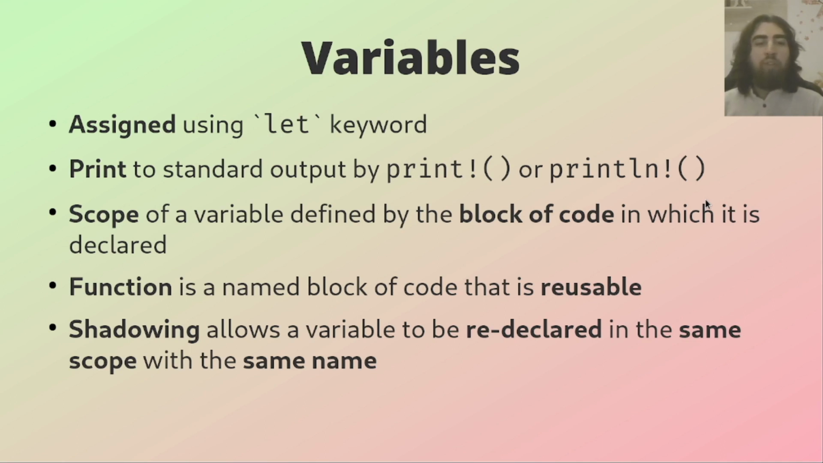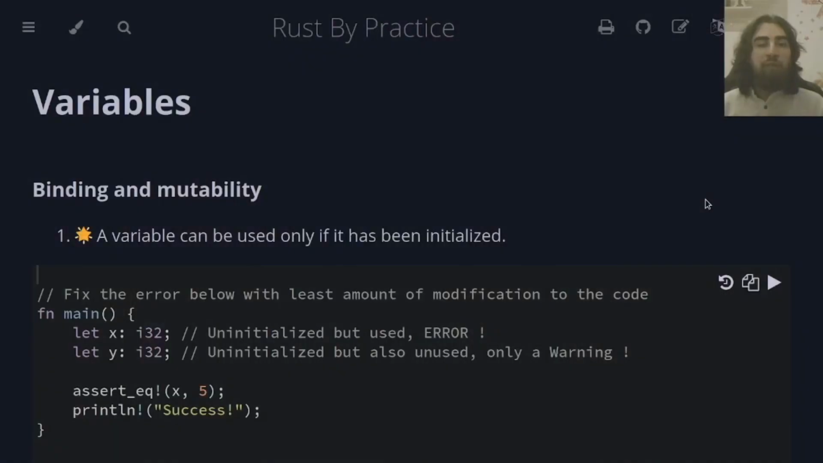And the scope of a variable is defined by the block of code in which it is declared. Now a function is a named block of code that is reusable, and shadowing allows a variable to be redeclared in the same scope with the same name. So let's solve some exercises.